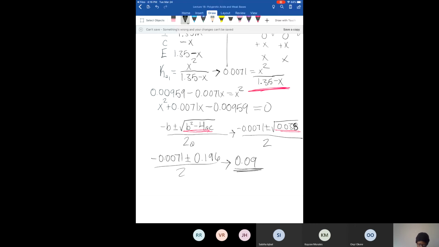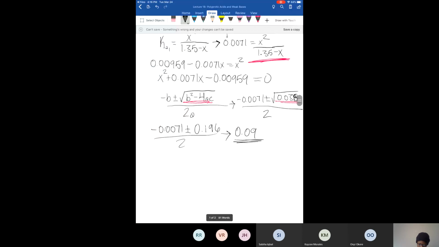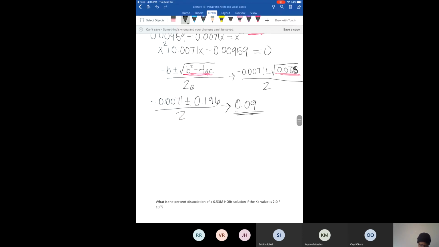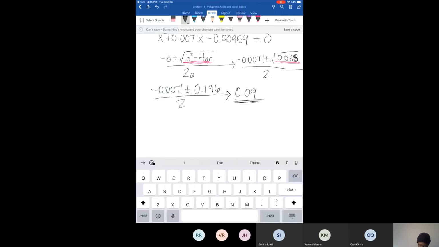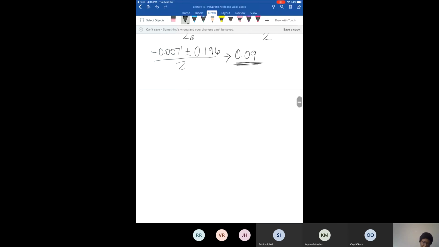So now you can go back. This one is a little long. I made it long on purpose because I want to give you guys practice. For the concentration, I'm going to focus on both the H2PO4 concentration and the other, because of the thing that you have to do.